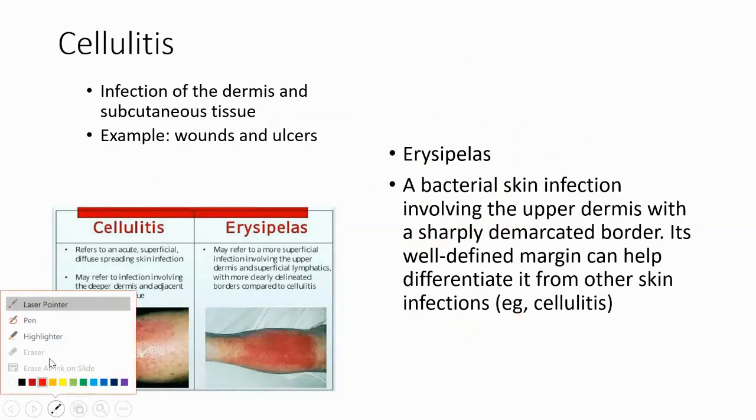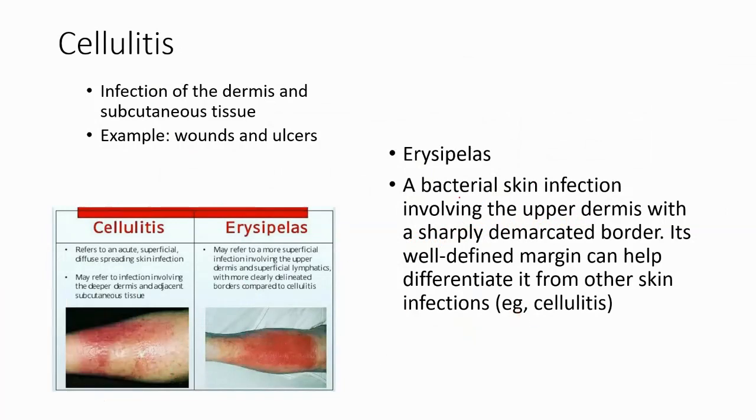Let me get this. I picked the wrong one here. So we're talking about just more superficial upper dermis, a sharply demarcated border. We can see clearly a border versus cellulitis that it's just a little bit more blurred and deeper. Its well-defined margin can help differentiate it from other skin infections like cellulitis.